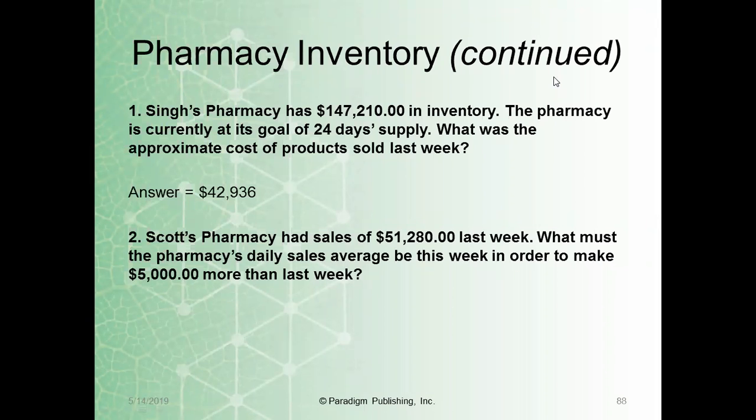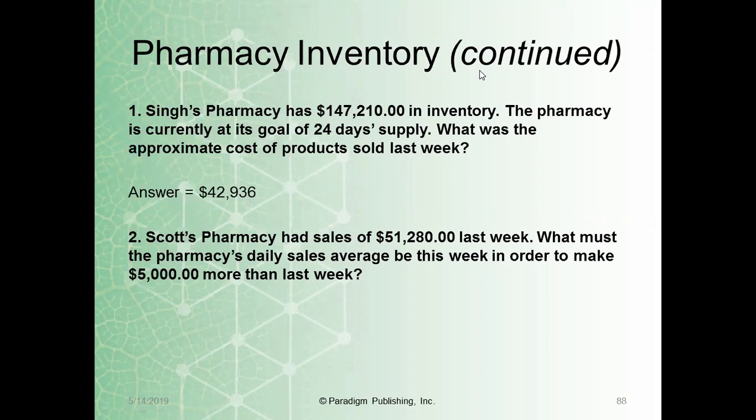So basically, you'll be dividing 147,210 by the 24-day supply to get the cost per day. So that comes out to 6,133.75. And then you'll multiply that by 7 days because it's asking you for the approximate cost of products sold last week, so within 1 week. And you get 42,936.